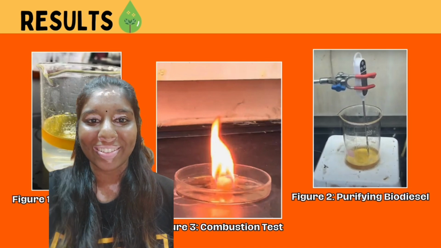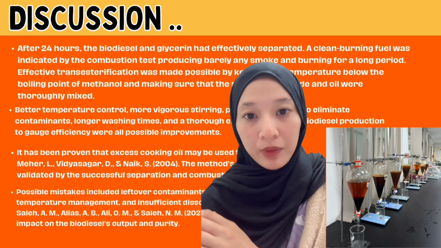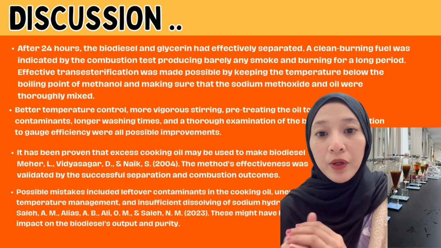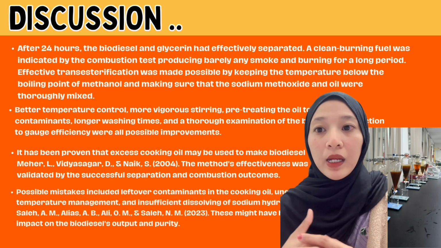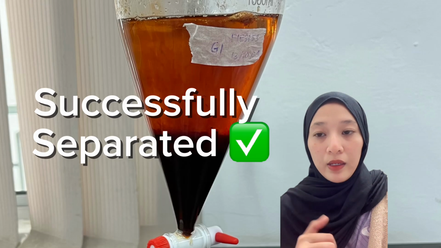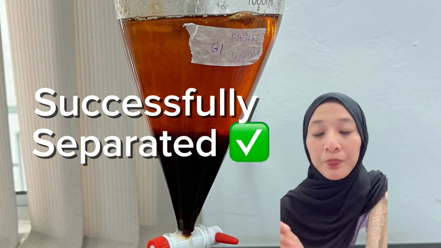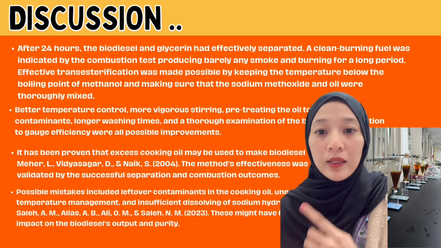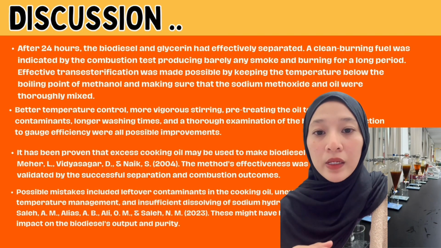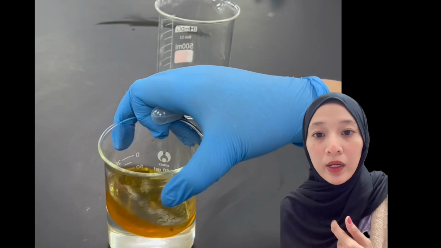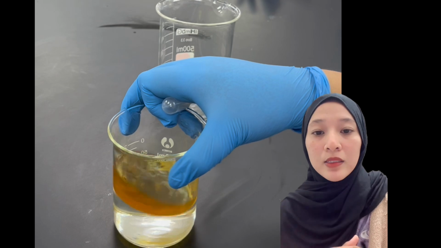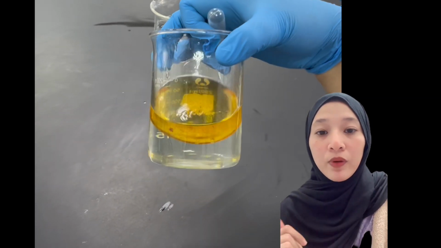Thank you. I'll be presenting the discussion part. So firstly, while biodiesel was produced, the biodiesel and glycerin were effectively separated after 24 hours. But even though the two layers had been separated, the process only achieved approximately 90%, and since then we have to filter the biodiesel from the excess unwanted contaminants before washing it.